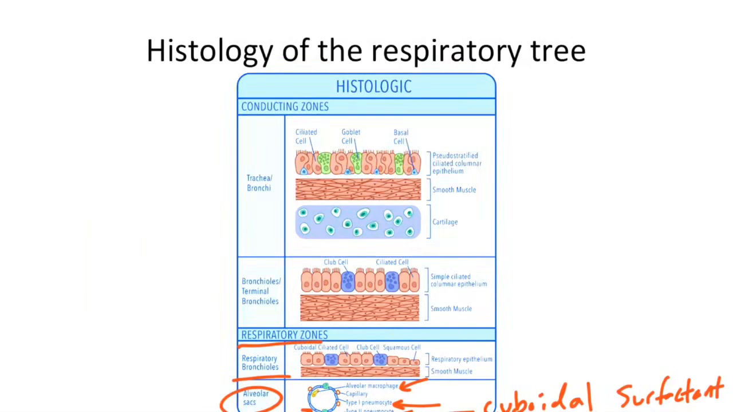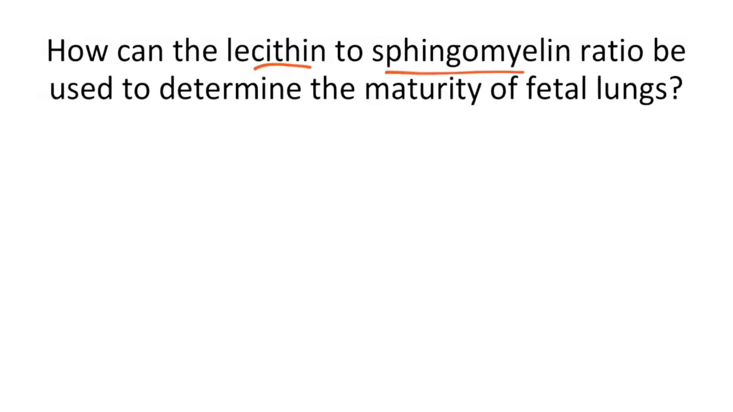Okay, let's do a few questions. How can the lecithin to sphingomyelin ratio be used to determine the maturity of fetal lungs?